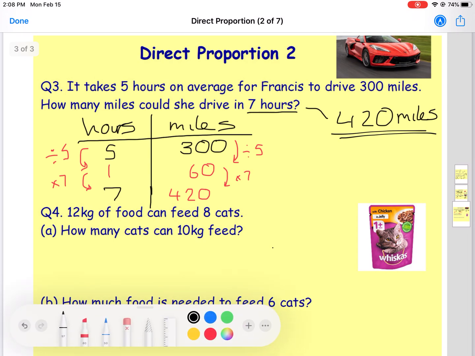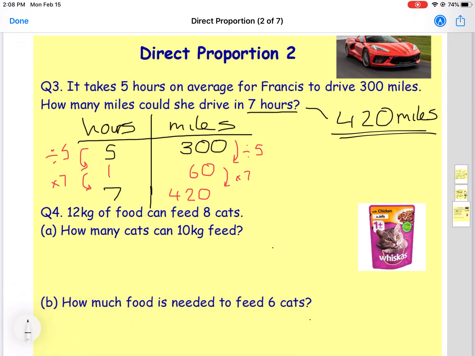So the next one here, we've got to do food or kilograms of food and how many cats they're going to feed. So we'll say our 2 headings will be food and cats. Okay, so first question here, what are we told in the question?